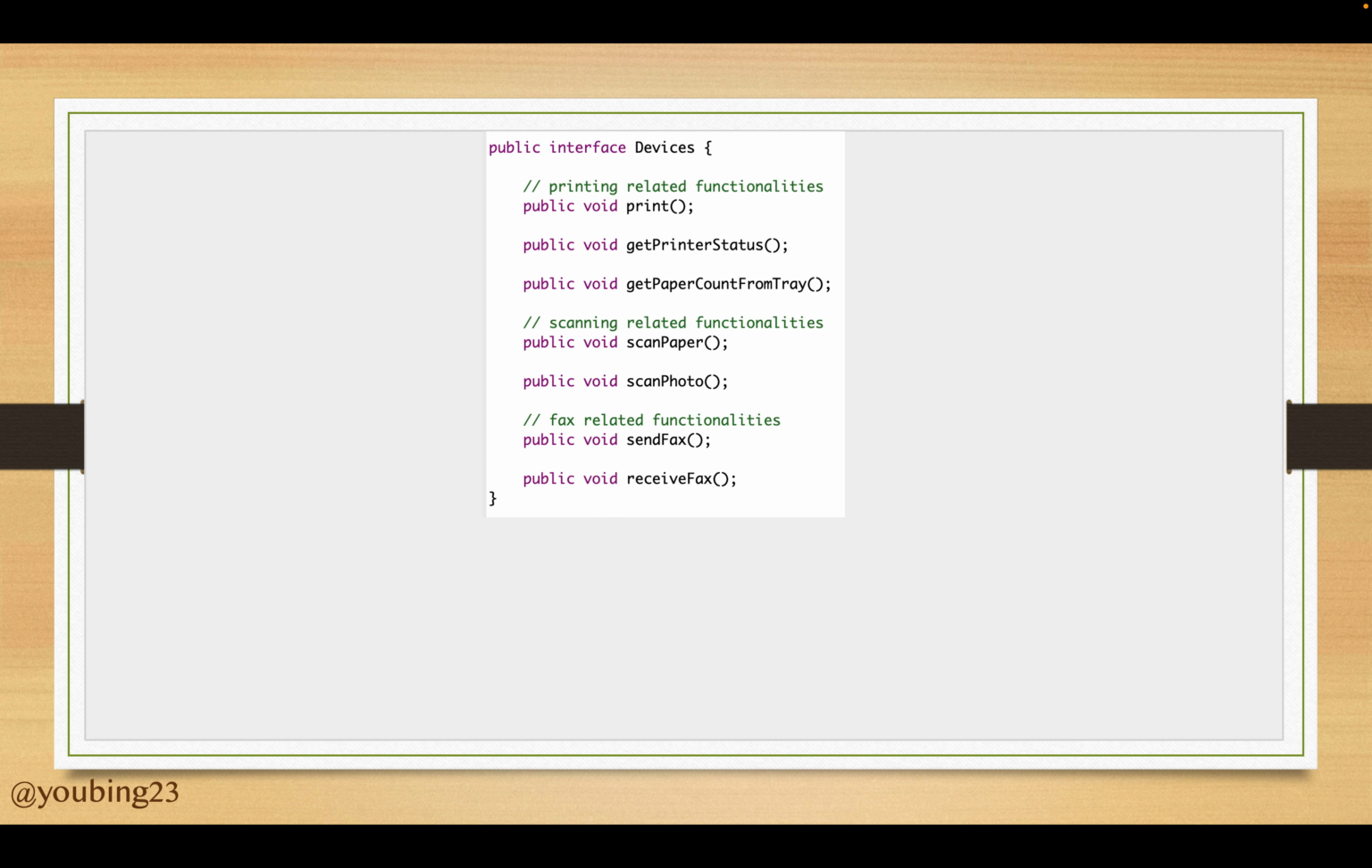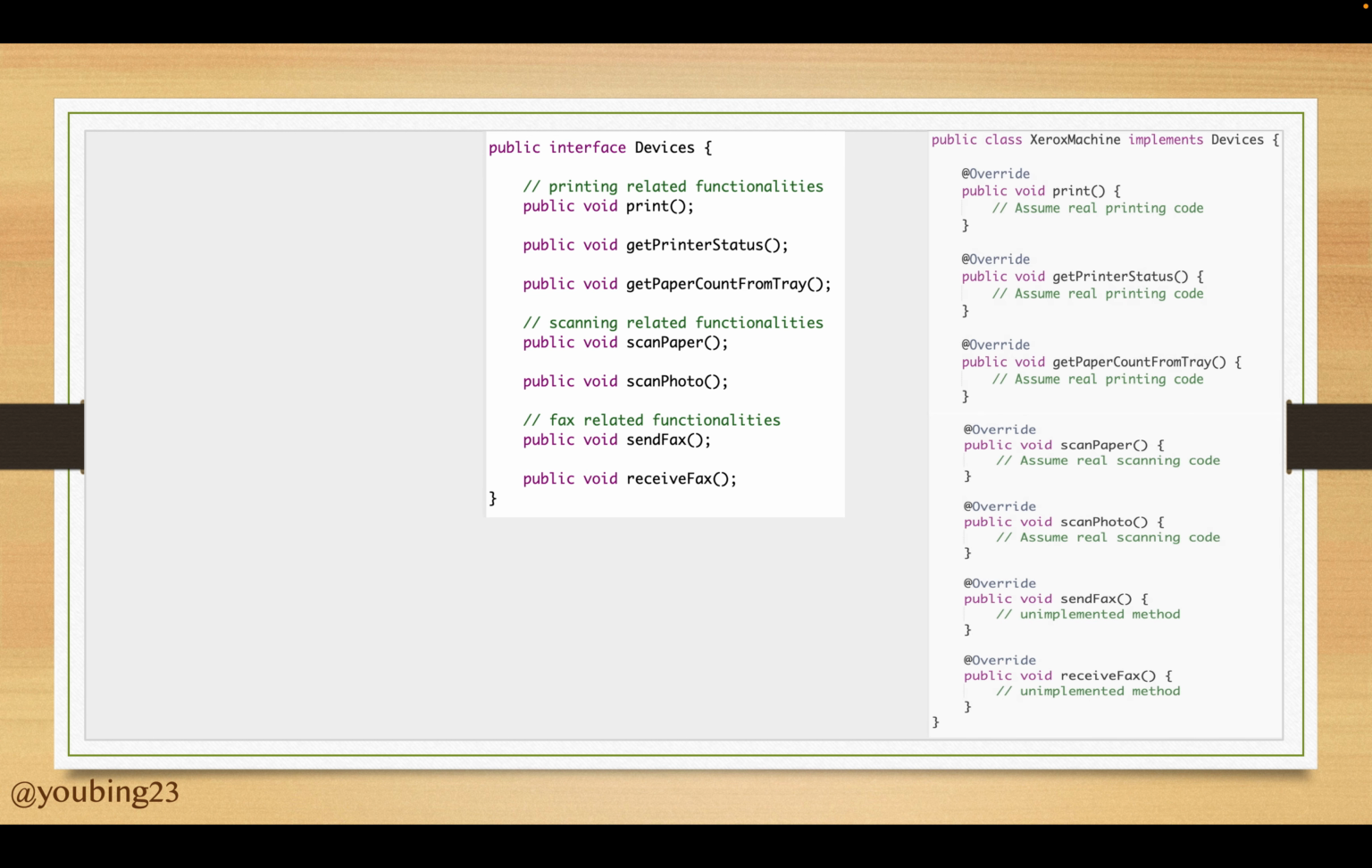Now, let's see the classes that represent individual peripheral devices and implement this common interface. We have a class that represents a Xerox machine, whose functionality is to only print and scan. However, since this class implements the devices interface, it has to implement all the methods present in the interface. Therefore, the fax-related methods will have blank implementation.